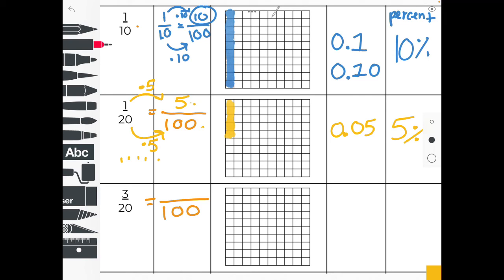And then finally, down here, we're turning 20 into 100 again, so we're multiplying by 5 again. And then 3 times 5 is 15. So we have 15 hundredths. Shade in 15 out of the 100 squares. And this tells us the number 15 is going to end in the hundredths place because we have 15 hundredths. And out of 100 means percent, so that is 15%. And that's how you turn any fraction into a hundredths fraction, and then from there you can write it as a decimal and as a percent.